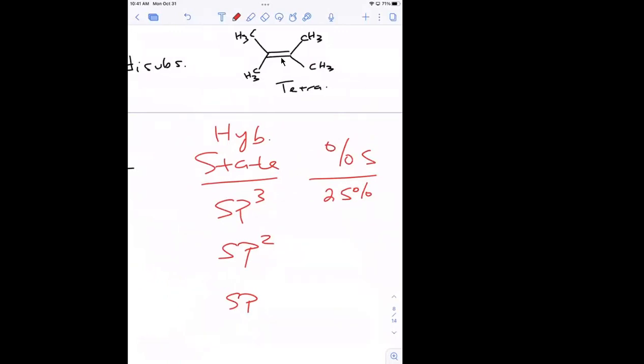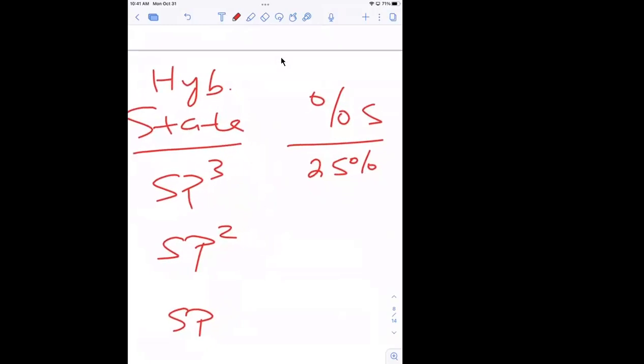sp2 is what? sp2, you got 3 pieces. 33 point something, 33333, but we're not going to repeat the decimal, we'll just say 33%. And then sp is 50, right? It's 2 parts, and it has to equal 100. So it's 50% s for sp.